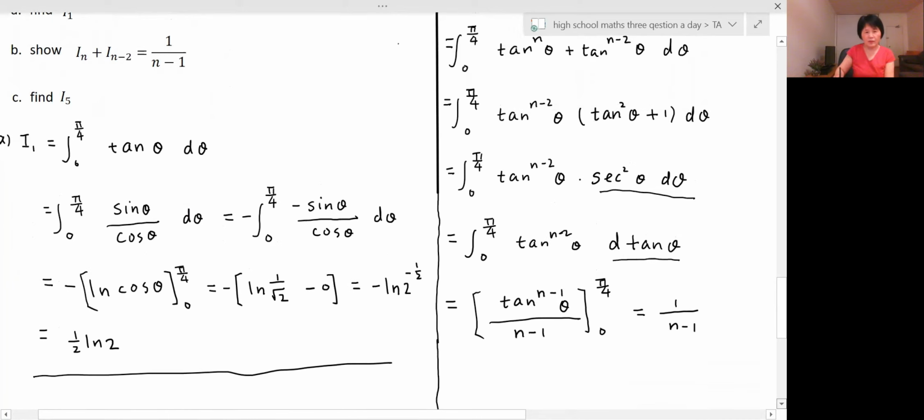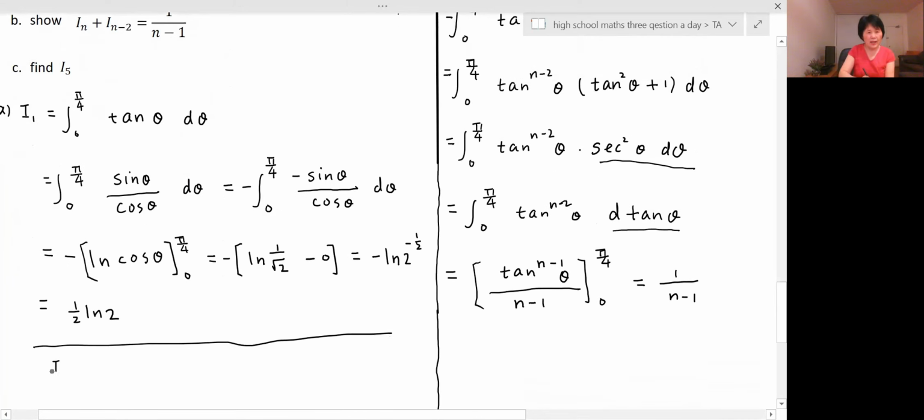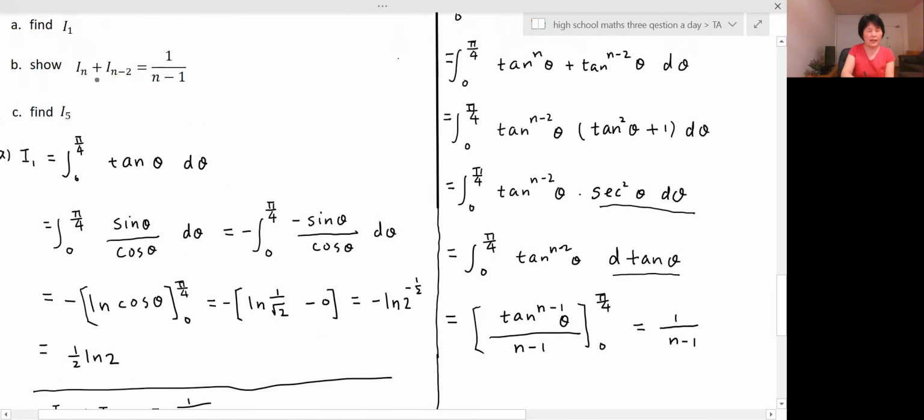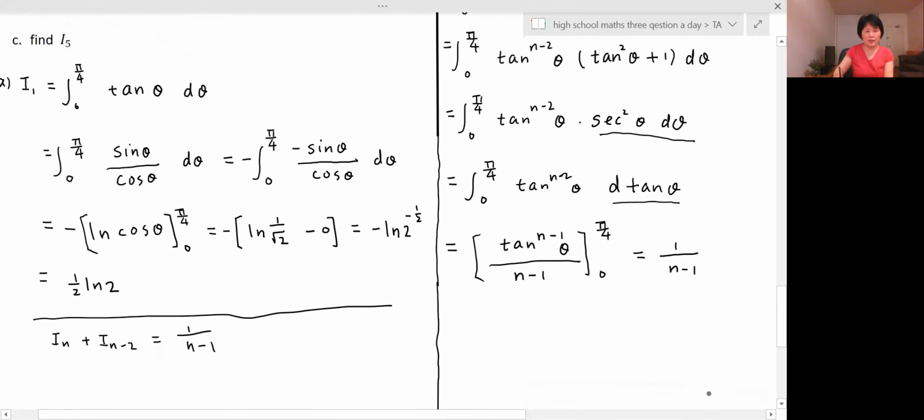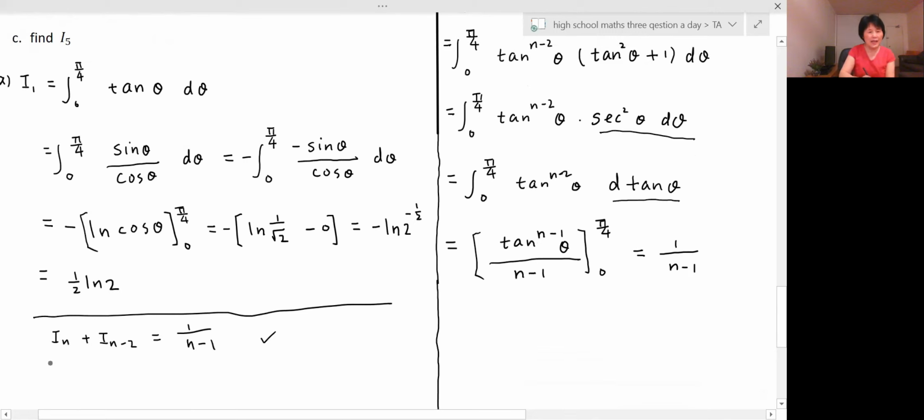Okay. We already showed In plus In minus 2 equal to 1 on n minus 1, which we already showed here. In plus In minus 2 equal to 1 on n minus 1. Okay, I already showed this one. So now I need to do the C. C is I need to find the I5. So need to find this one.